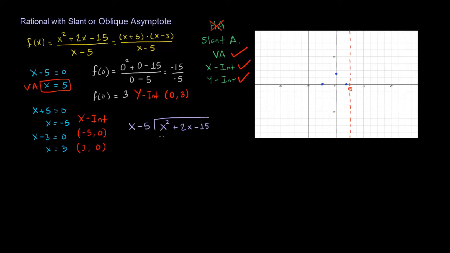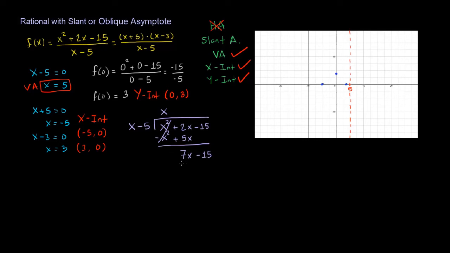x squared over x would be, I'm sorry, an x. So we multiply now this x by each of the terms in the denominator. x times x squared will be x squared, and we write it directly as a negative x squared. Now x times negative 5 would be negative 5x, so I'm going to write it as positive 5x. We subtract them all, and we get 7x minus 15.